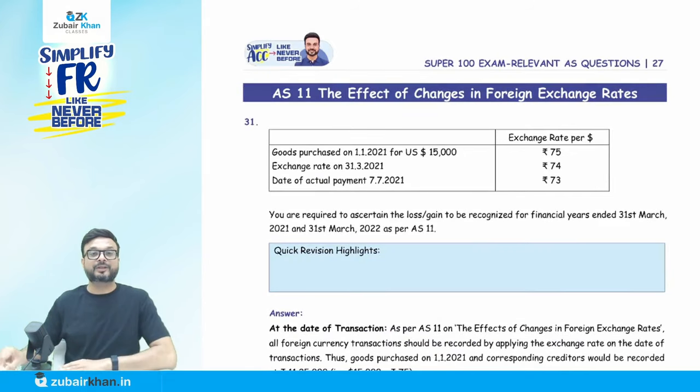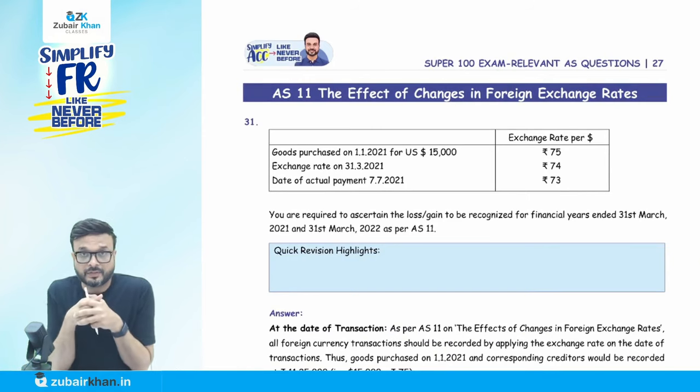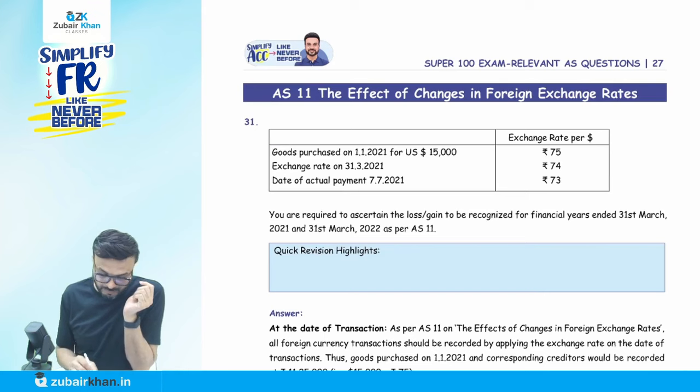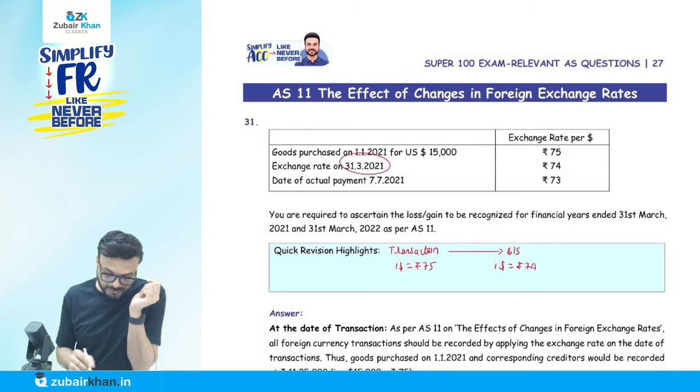Now we will come to the question on Accounting Standard 11, question number 31. Goods were purchased on 1st of January 2021 for 15,000 US dollars. At that date, the exchange rate was 75. So understand, this is the date of transaction. On the date of transaction, the exchange rate was $1 equal to 75. Now they say the exchange rate on 31st of March 2021, that is on the balance sheet date. So on the balance sheet date, $1 is equal to how many rupees? 74.